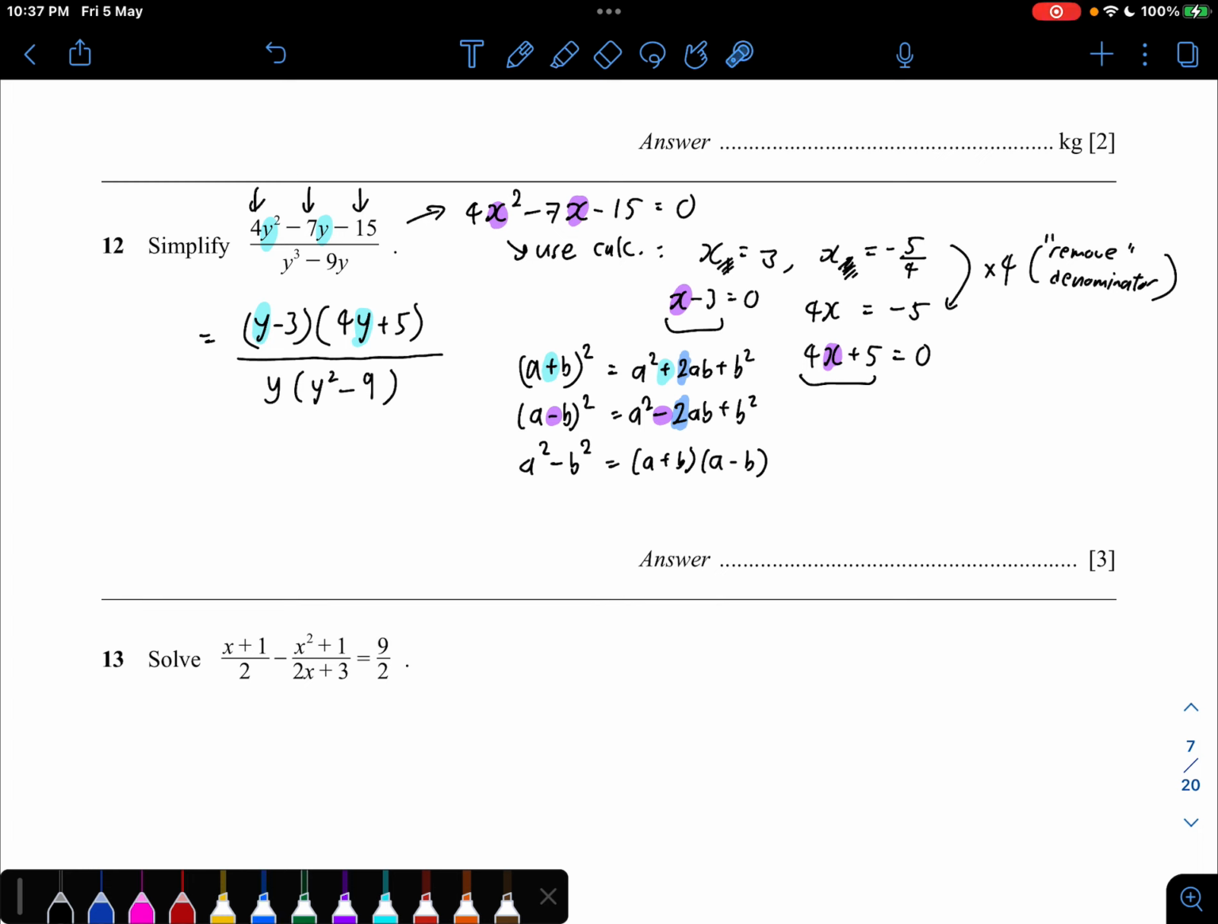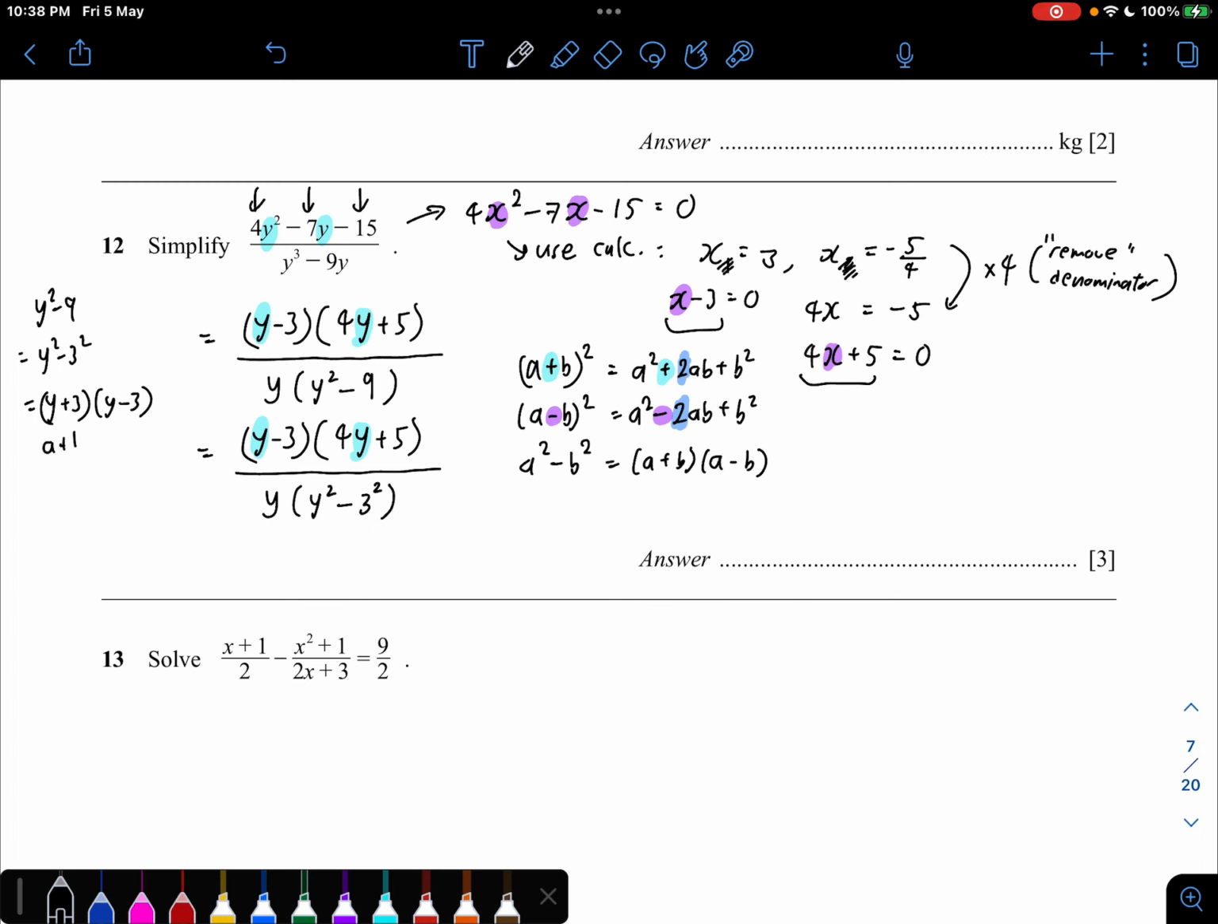Okay, so over here, can you see that 9 can actually be rewritten as 3 squared? This requires you to remember your times table, and a little bit of exponents. 3 squared is 9. Since we know that, maybe I'll just write y squared minus 9 as y squared minus 3 squared. We can factorize it further as a plus b, a minus b. So y plus 3, y minus 3. Is that okay? Good. A is y and b is 3. Then just a plus b, a minus b, right? Then we can simply replace this with y plus 3, y minus 3.